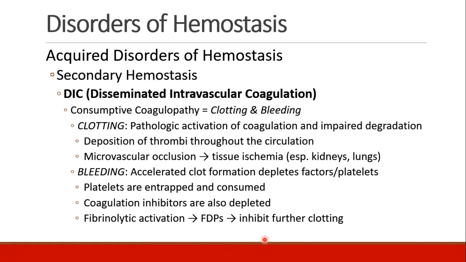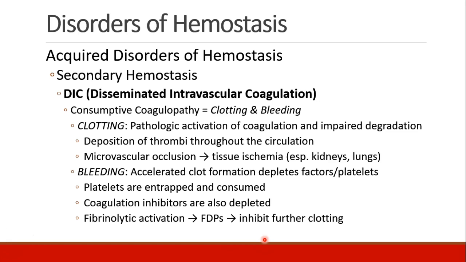DIC is disseminated intravascular coagulation. It's also called consumptive coagulopathy, and you should think of it as a disorder of uncontrolled bleeding and clotting. The clotting occurs because they have pathologically activated their coagulation. They're not degrading clot normally, and so they get thrombi deposited throughout the circulation, especially in the microvasculature. So they get ischemia of the kidneys and the lungs and things like that. At the same time, they're also bleeding.